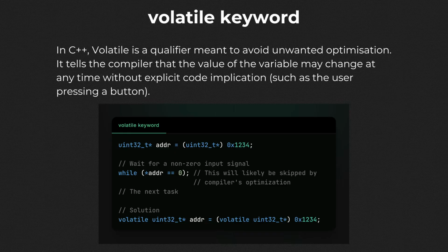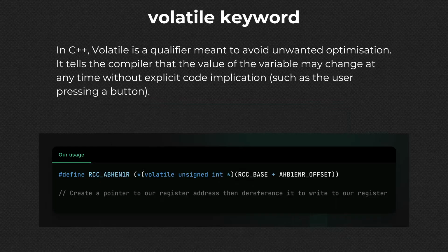We run a while loop to check it. The compiler would think that there is no point in checking this loop since it notices the value isn't changed anywhere in our code and does not run this loop. Setting it as volatile removes this assumption by the compiler and forces the system to recheck. Our usage of the volatile keyword in this video will be like this, where we create a pointer to a register's address provided by the documentation, then dereference it to write to our register.